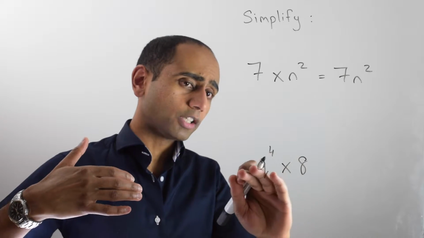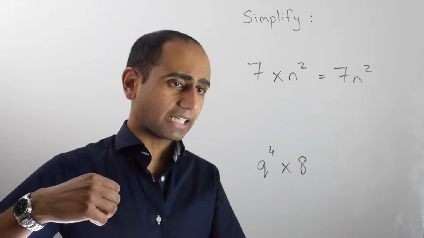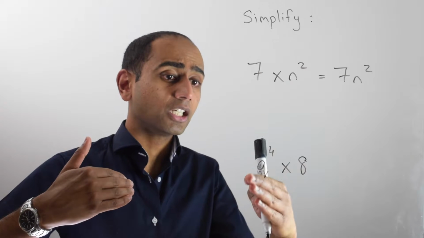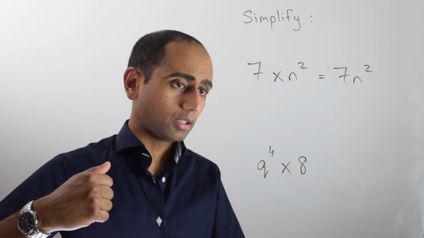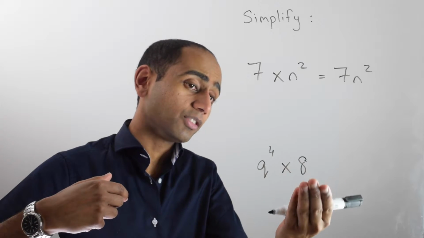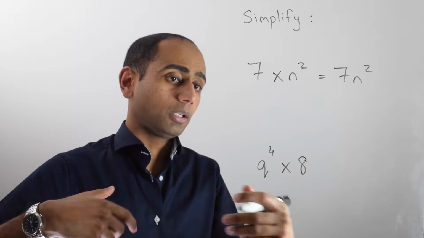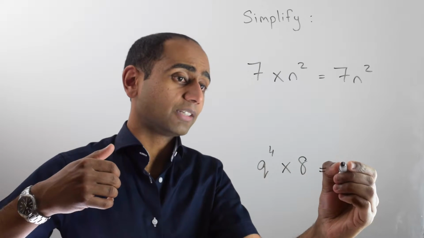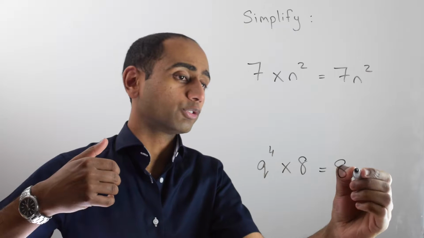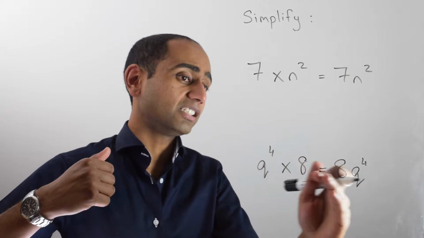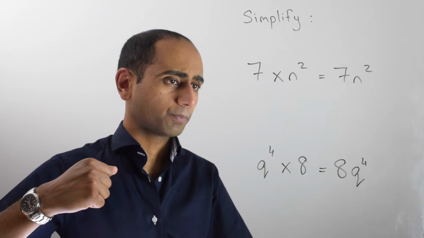In this example, I've got q to the power of 4 times 8. It's tempting to take out the multiplication sign and simply write q to the power of 4, 8. But remember, our convention says that when we're multiplying by a number, the number needs to go at the front. Because it doesn't matter what order you multiply in, we're allowed to do that. So that gives us 8 times q to the power of 4. And I can leave out the multiplication sign. So that's 8q to the power of 4.